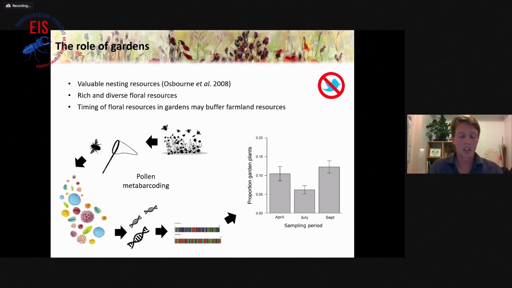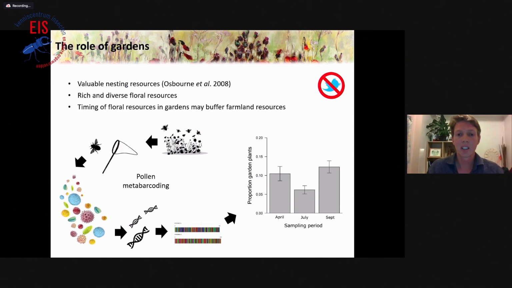And we see some evidence for this in some work I did during my PhD on pollen metabarcoding, where we collected samples of a range of different bumblebee species at 3 points through the year, in the spring, the summer, and the late summer, and used metabarcoding to identify all of the pollen grains present on their bodies. And we then classified the different plant species that were present on them. And what we found is that they were using a significantly higher proportion of garden plants in the early and the late periods of the year than in the midsummer. And this is despite the fact that garden floral resources do still peak in the midsummer.